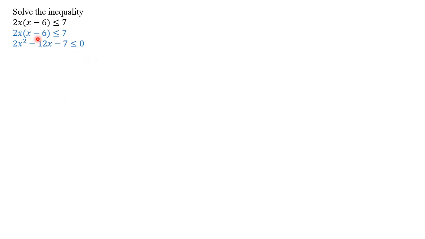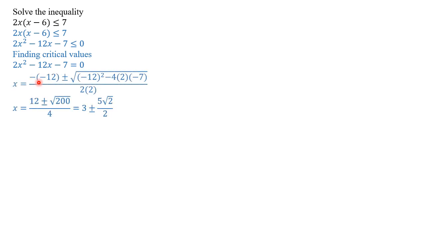Alright, so now we want to find the critical values. So 2x squared minus 12x minus 7 equals 0. We can use the quadratic formula or completing the square. In this case, let's just use the quadratic formula. So x equals 3 minus 5 root 2 over 2 or 3 plus 5 root 2 over 2. So this is the smallest critical value and this is the largest critical value.